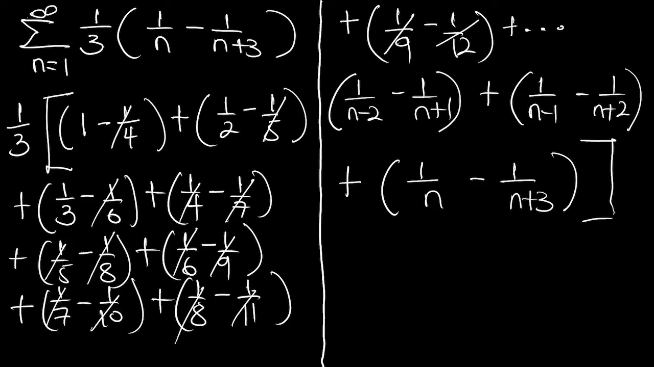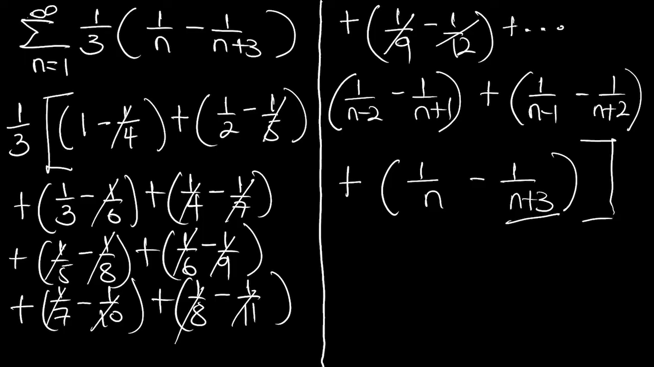Let's look at this from this perspective. We have negative 1 over n plus 3. The term preceding that is what? Negative 1 over n plus 2. There is no way that you're going to have positive 1 over n plus 3 anywhere else. So this is going to remain. There is no way that you are going to have a term that is going to cancel this.